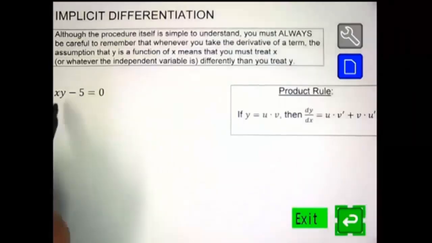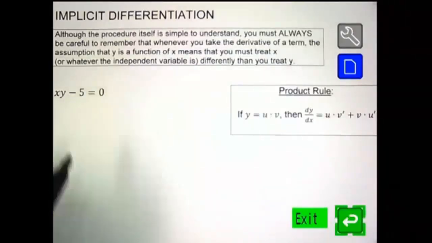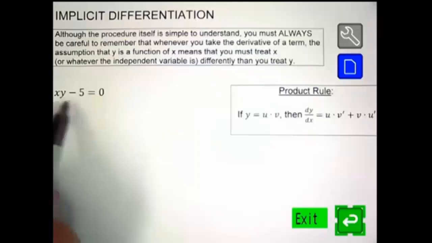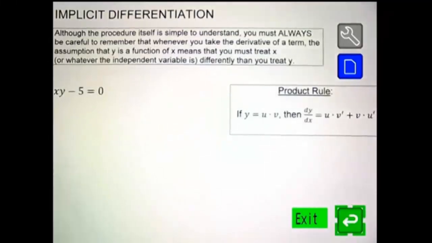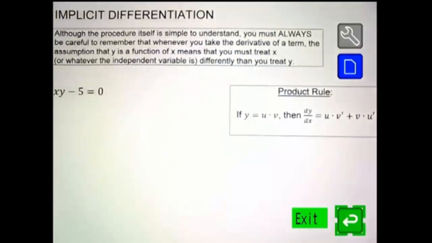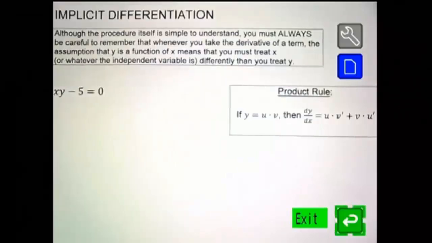x times y minus 5 equal to 0. If I want to take the derivative term by term, the first thing I'd notice, I suppose, is that x times y is a product. So that's going to involve me with the product rule.